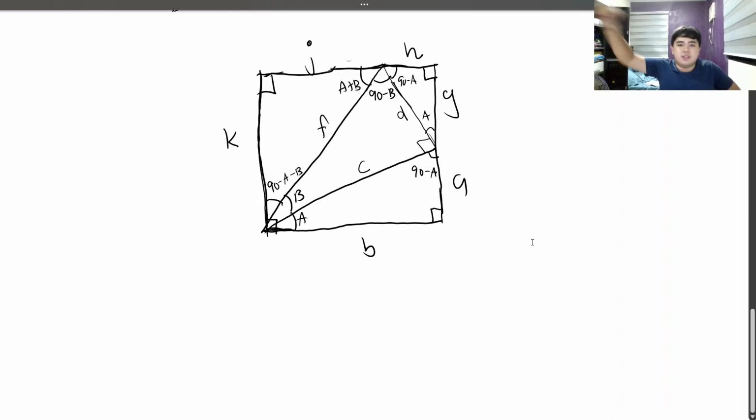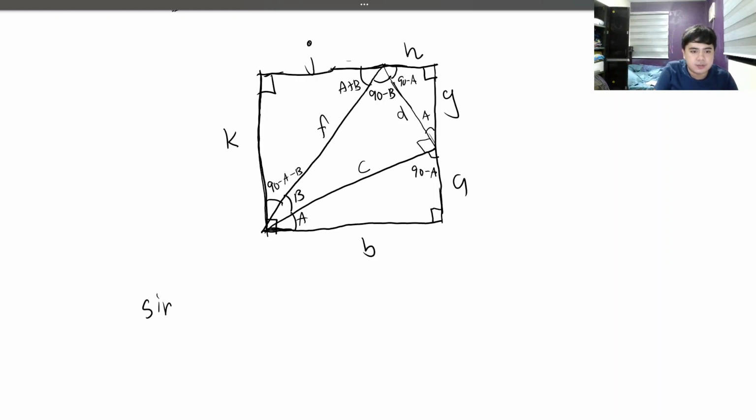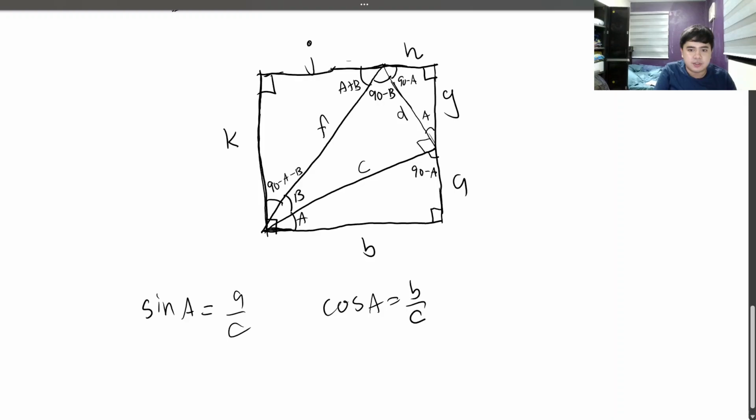So let's start with sine A. So sine A over C. What's cosine A? B over C. All right. For everything else, we just need sine and cosine. So what about sine of B?